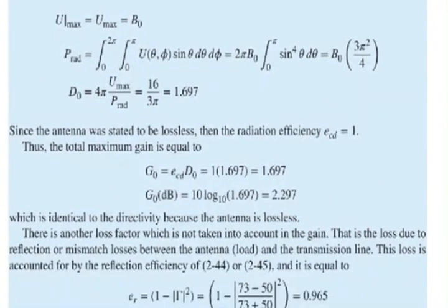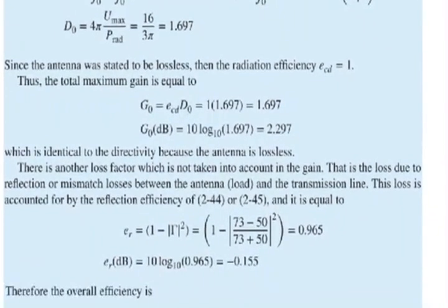Thus, the total efficiency is nothing but the efficiency computed for the reflection, ER, and it is given by the formula 1 minus gamma square. Gamma is the reflection coefficient. We can see here the reason for assuming the radiation efficiency ECD equal to 1 is that it is mentioned that the antenna is lossless. So most of the losses related to conduction and dielectrics are assumed 0.